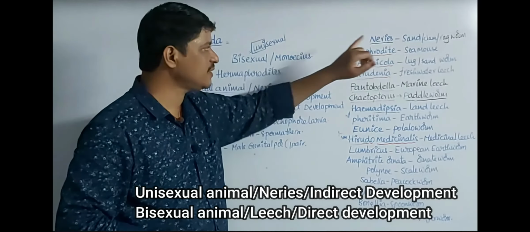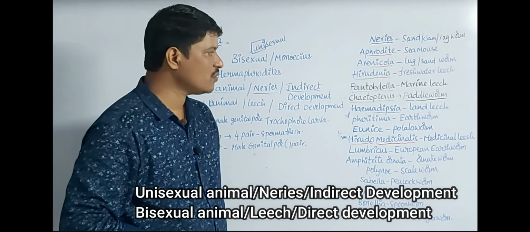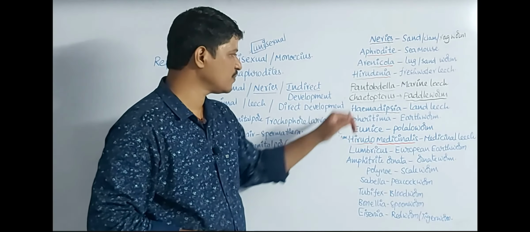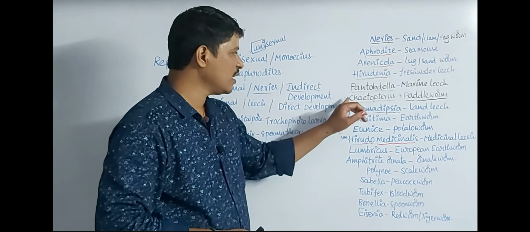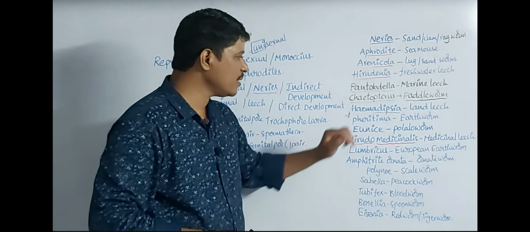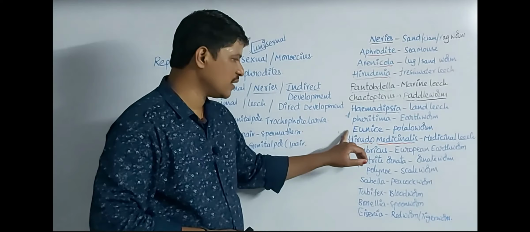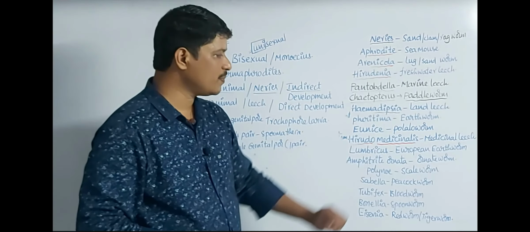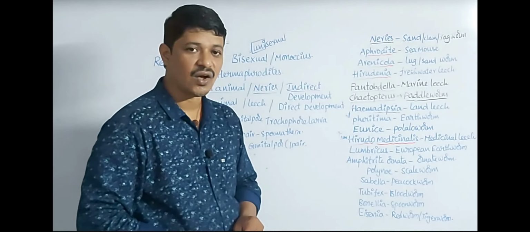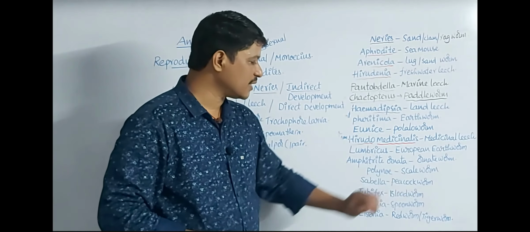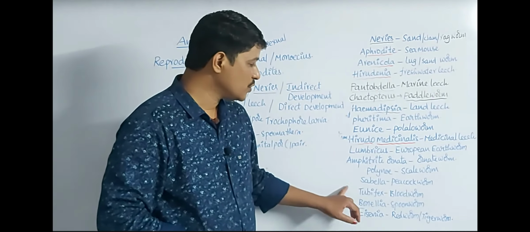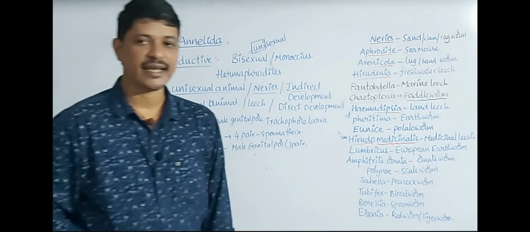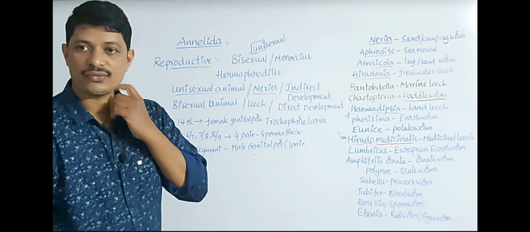Those are important. Nereis, ragworm; Aphrodite, sea mouse; Arenicola, sandworm or lugworm; Hirudinaria, freshwater leech; Pontobdella, marine leech; Chaetopterus, paddleworm; Haemadipsa, land leech; Eunice, Palolo worm; Hirudo medicinalis, medicinal leech; Lumbricus, European earthworm; Amphitrite ornata, ornate worm; Polynoe, scale worm; Sabella, peacock worm; Tubifex, bloodworm; Bonellia, spoonworm; and Eisenia, the redworm or tiger worm. These are the common names and scientific names of the annelid animals.